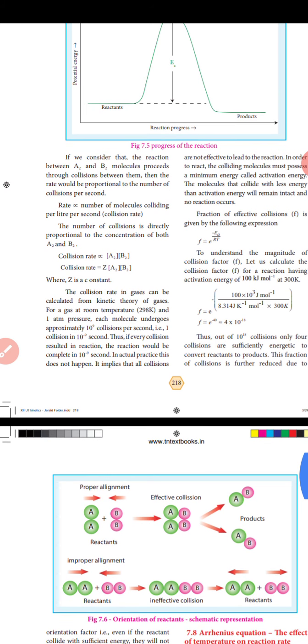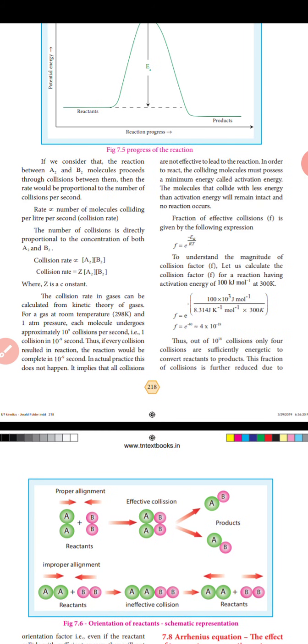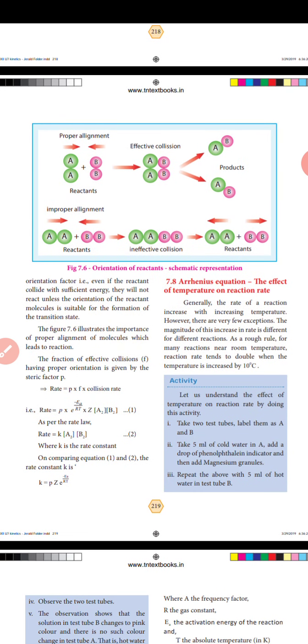Out of 10 to the power 18 collisions, only 4 collisions are sufficiently energetic to convert reactants to product. This fraction of collisions is further reduced due to the orientation factor. That is, even if reactants collide with sufficient energy, they will not react unless the orientation of the reactant molecules is suitable for the formation of the transition state.